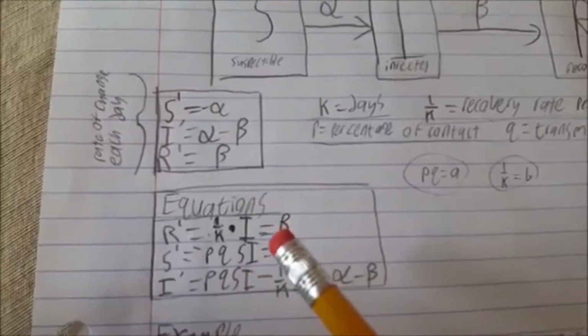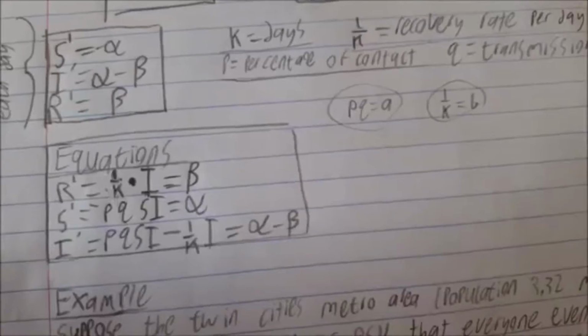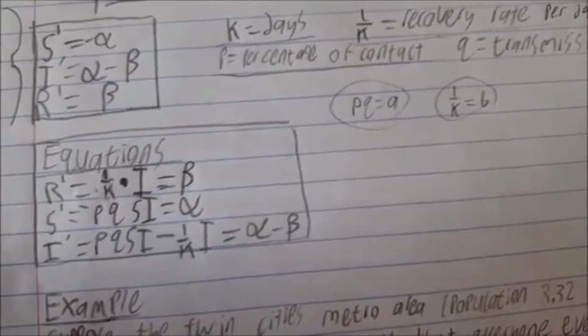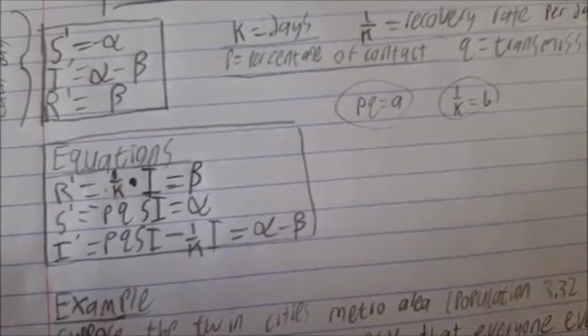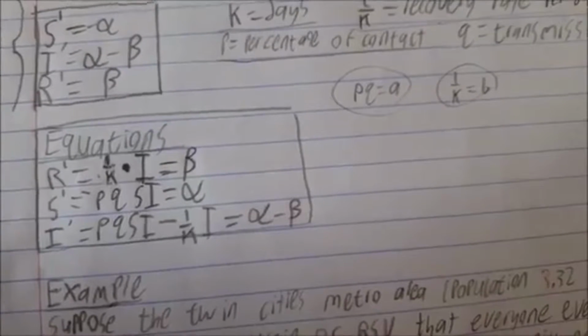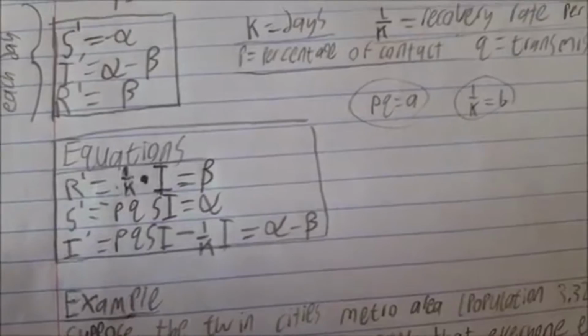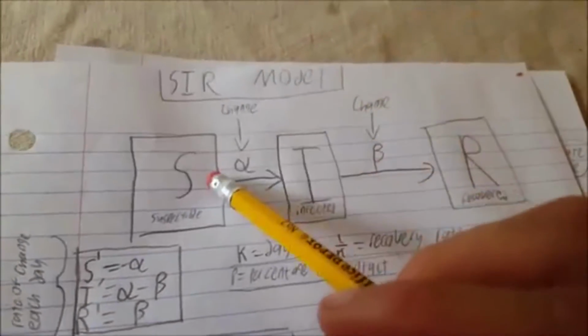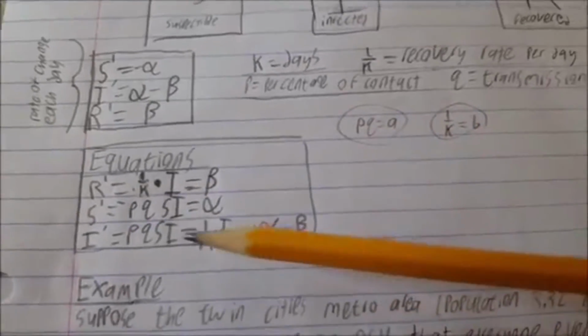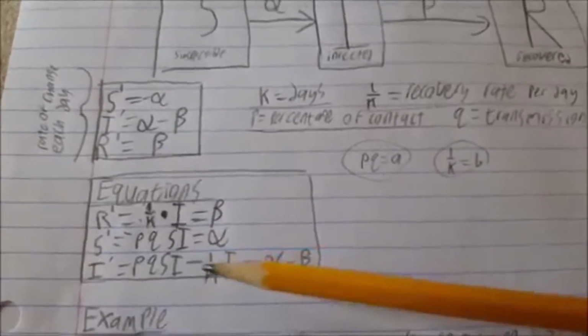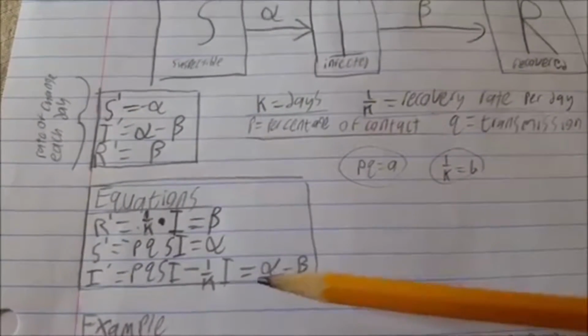To find the instantaneous rate of change for the recovered, you use the equation 1 over K times I. 1 over K represents the recovery rate per day times the infected. To find the instantaneous rate of change for the suspectable, you use the equation negative PQSI. And to find the instantaneous rate of change for the infected, you would use the equation PQSI minus 1 over K times I, also known as alpha minus beta. In these equations, A can be used to represent P times Q, and B can be used to represent 1 over K.